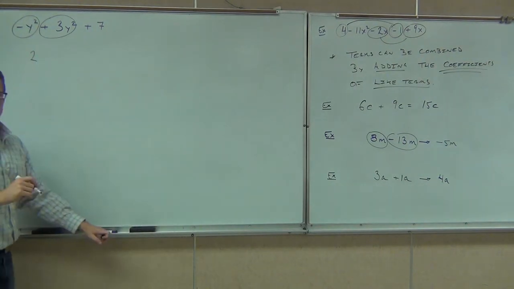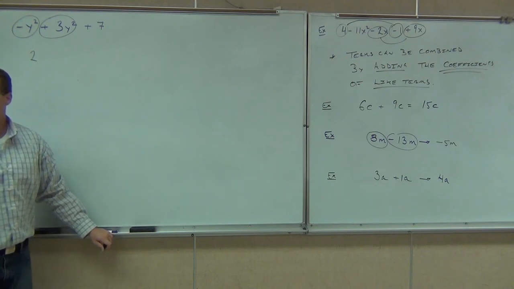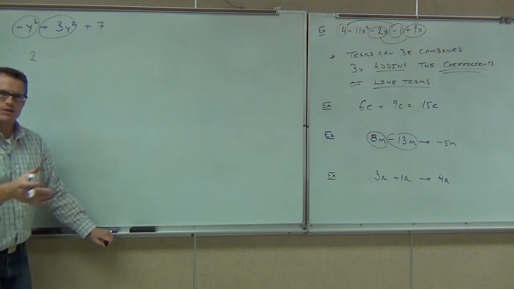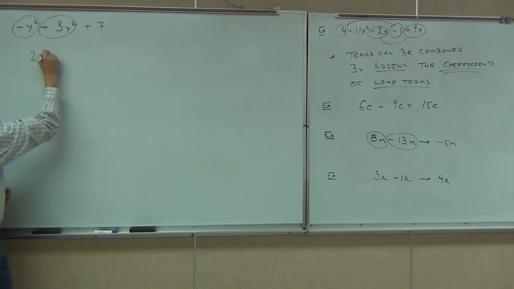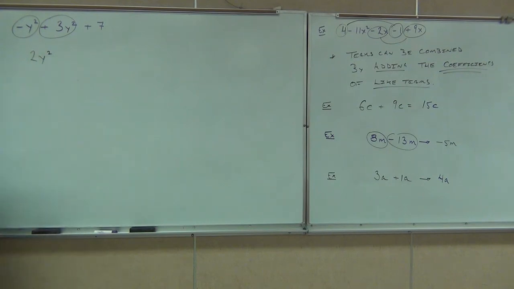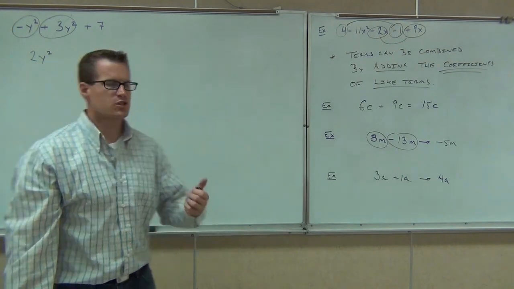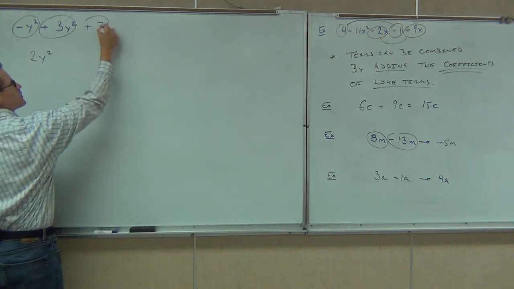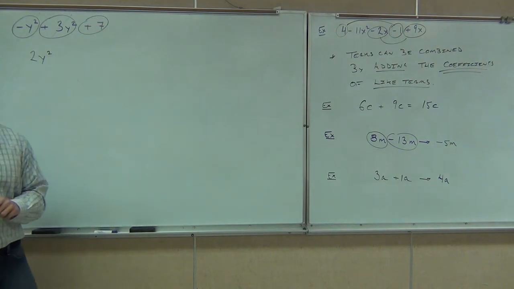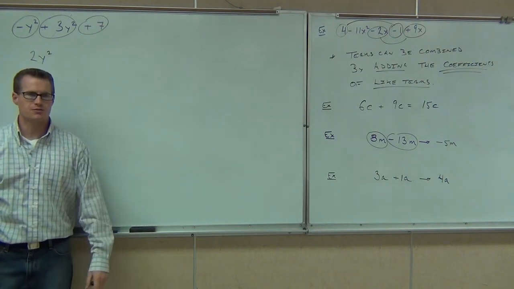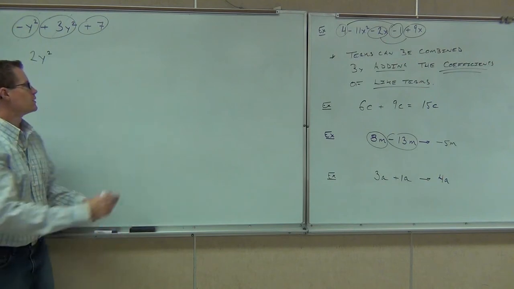Positive 2, y to the 4th? What do we have? Y squared. It stays the same. It doesn't change. And what's nice is, since you circled them, once you combine them, just cross them off the list. That way you don't keep having that over and over again. Then we look for any other like terms. The next term we see is a plus 7. Are there any like terms with plus 7? No. In fact, it's the only term left. So what do we do with that? Bring it down.